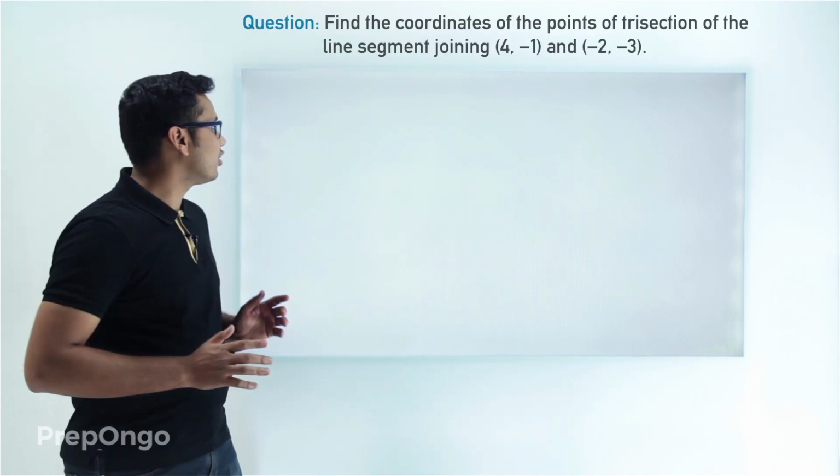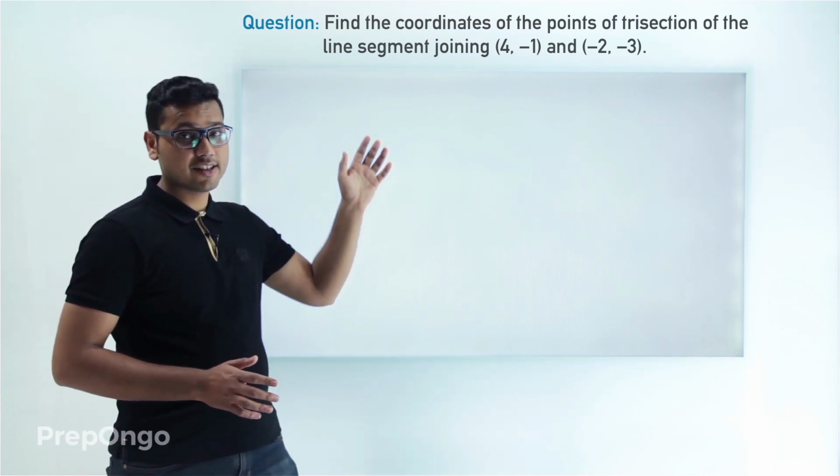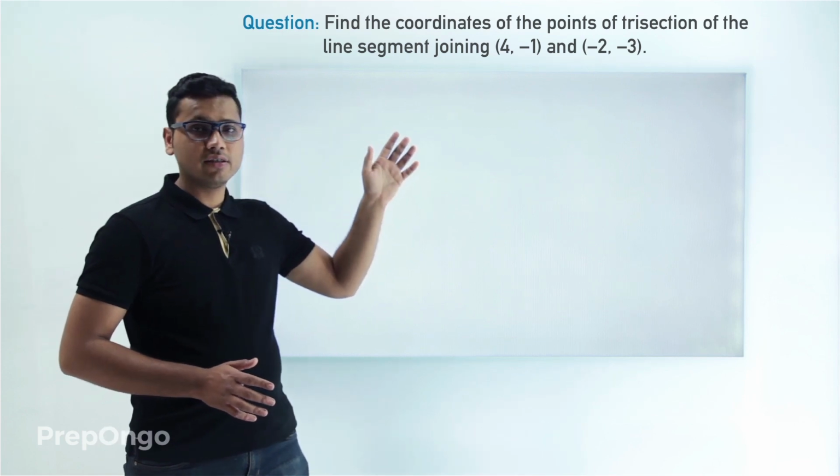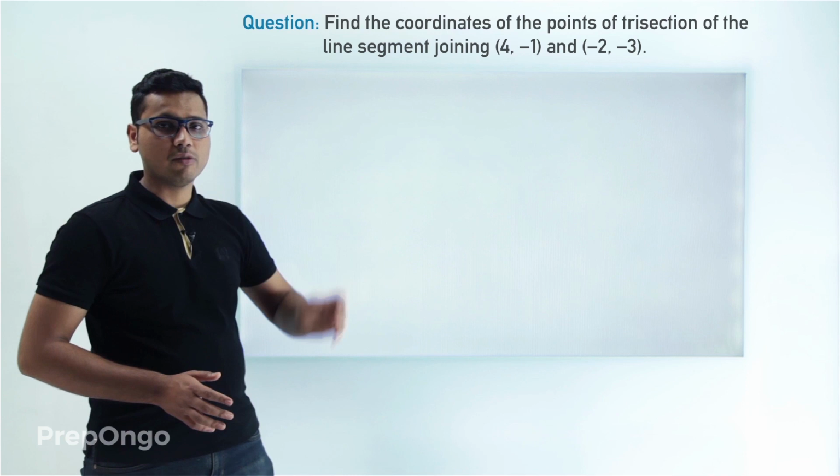Hello everyone. Let us try to understand how we apply the section formula in our questions. So here's the first question, which says that we have to find the coordinates of points of trisection of the line segment joining the points (4, -1) and (-2, -3).